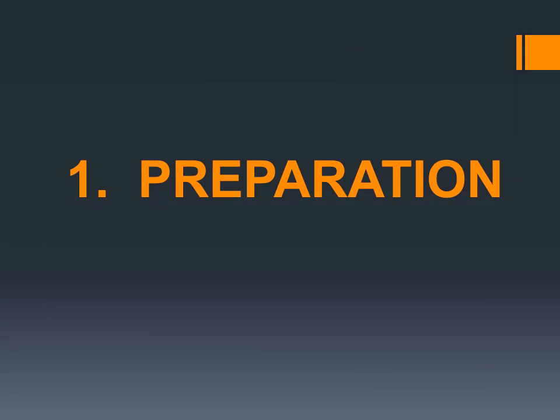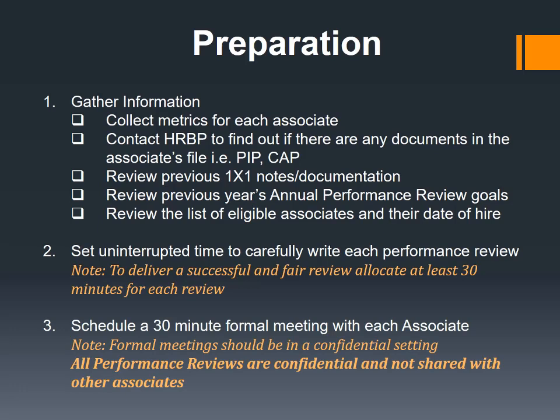Preparation is key for a successful review. Let's review the preparation items. First, gather information. Collect metrics for each associate, review previous year's goals, contact HR business partner to find out if there are any documents in the associate's file, such as performance improvement plans or corrective actions.